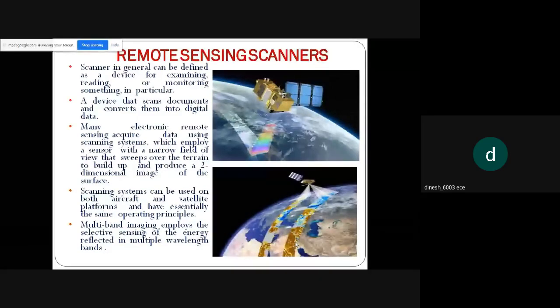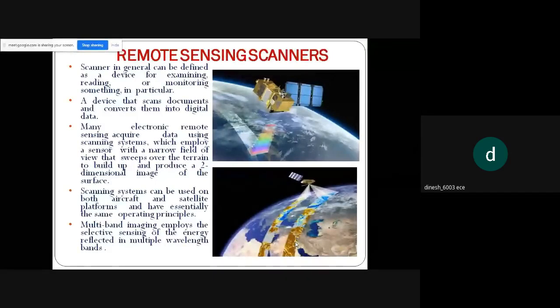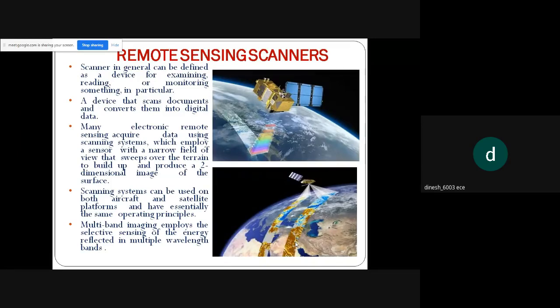There are many electronic remote sensing systems that use scanners, which have a sensor with a narrow field of view that sweeps over the terrain to build up and produce a two-dimensional image of the surface. These scanning systems can be used either in aircraft or in satellite platforms, having the same operating principles. So either by using an aircraft, you can get the data acquisition, or by using a satellite.